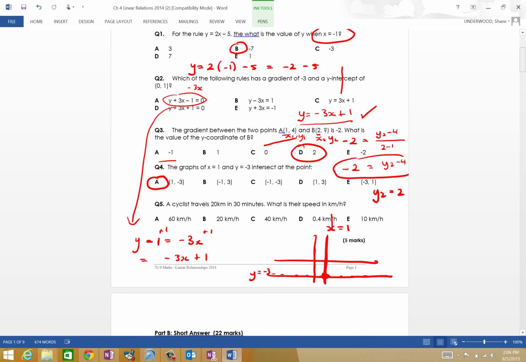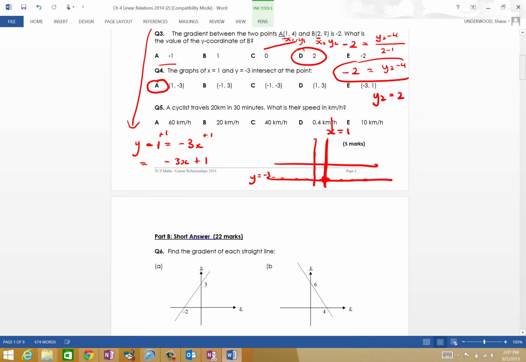All right, now we'll push through the multiple choice. Let's just skip that one for the time being. A cyclist travels 20 kilometres in 30 minutes. What is their speed? If you think about their speed, kilometres per hour.